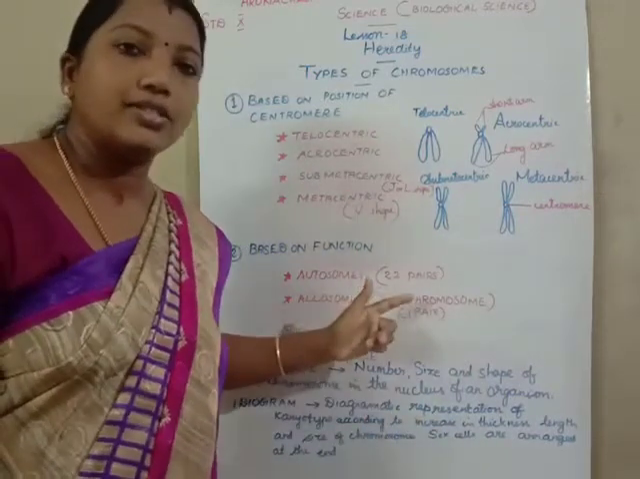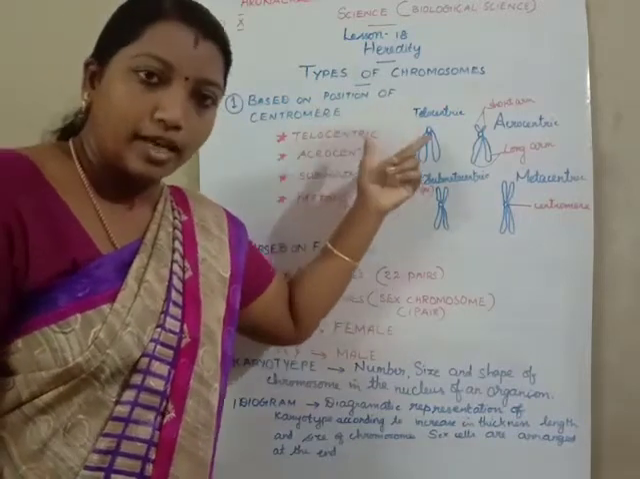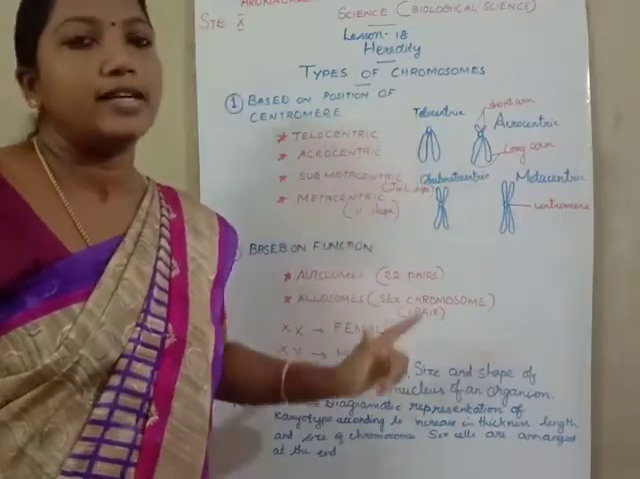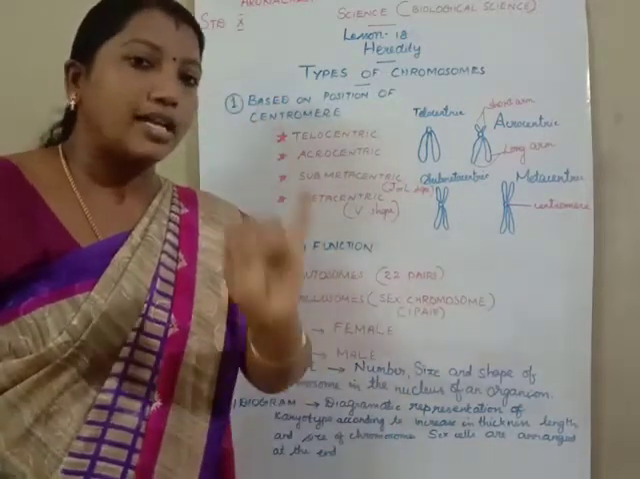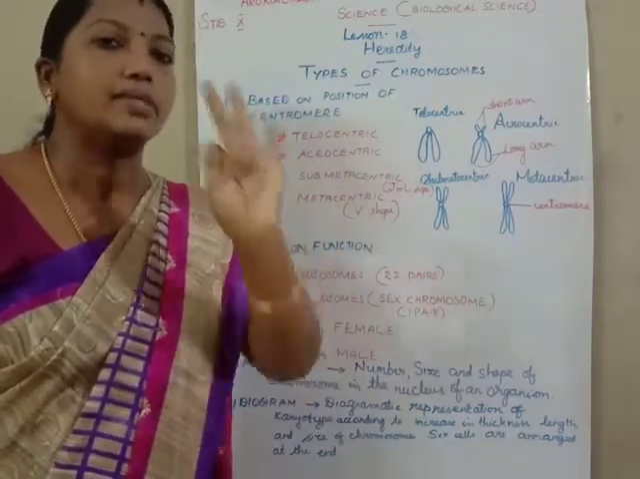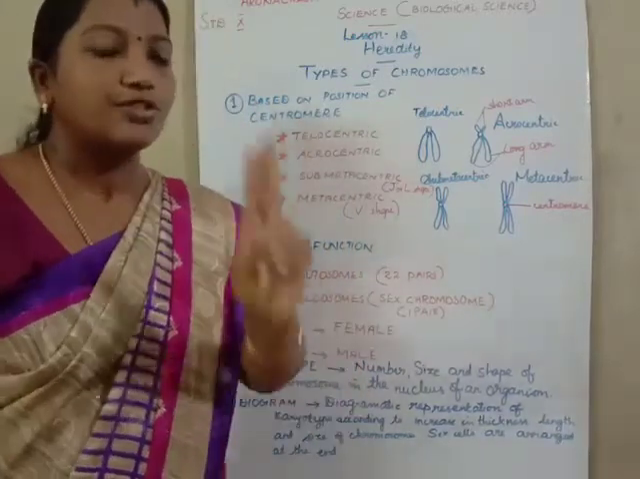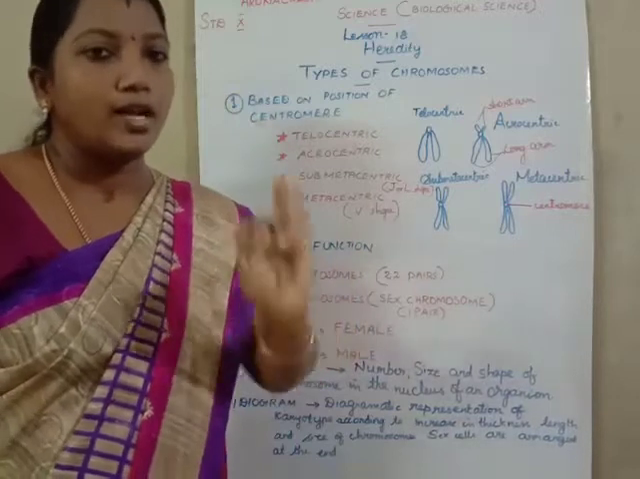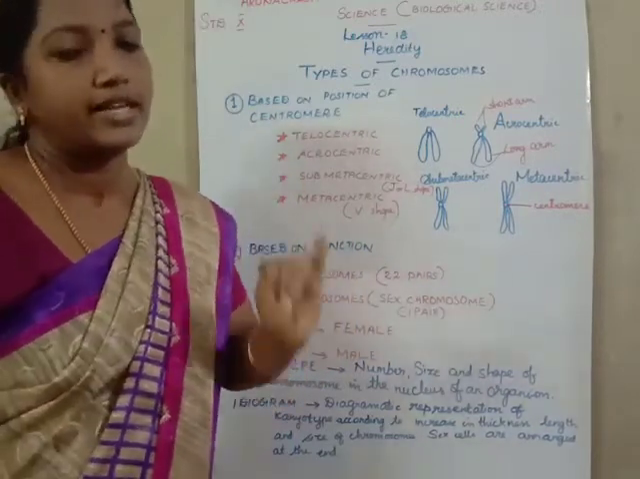Have you understood, students, the classification of chromosomes based on the position of the centromere as well as based on their function? Position means four types: telocentric, acrocentric, submetacentric and metacentric. Based on function means two types: autosomes and allosomes. Autosomes are body chromosomes and allosomes are sex chromosomes.